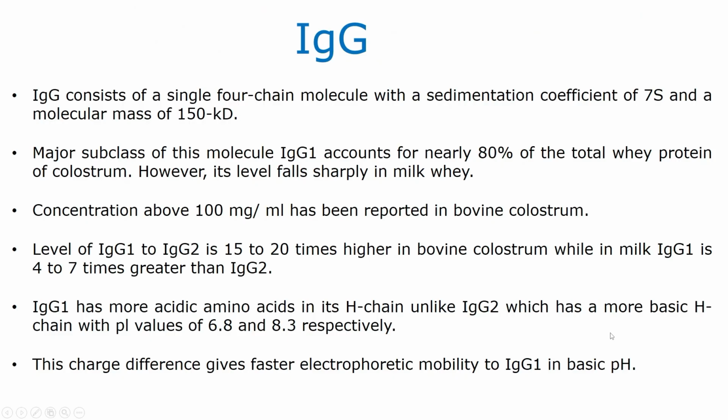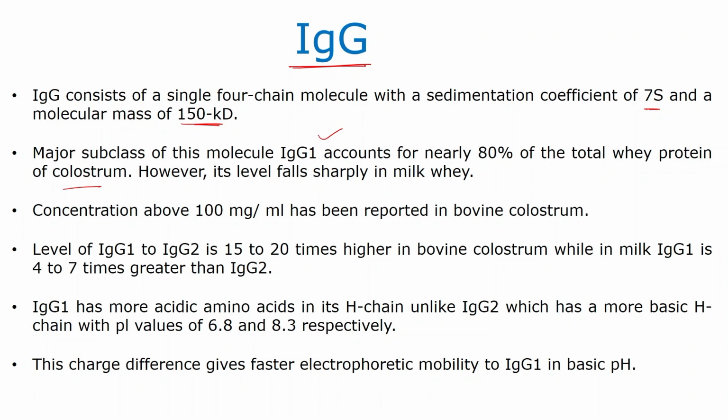So now let us see some points about immunoglobulin G, IgG. IgG consists of a single 4-chain molecule with a sedimentation constant of 7S and a molecular weight of 150 kilodalton, as we have seen in the table also. The major subclass, IgG1, accounts for nearly 80% of the total whey protein of the colostrum. That is to say that IgG1 is present in the highest amount.